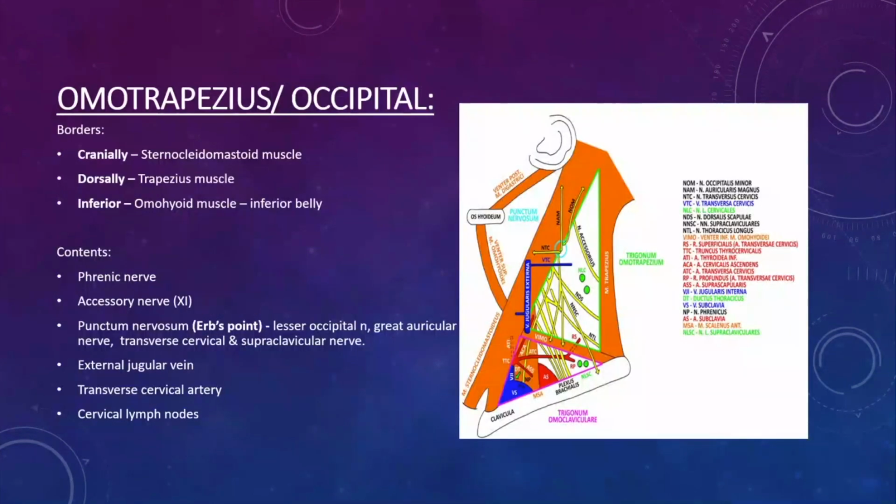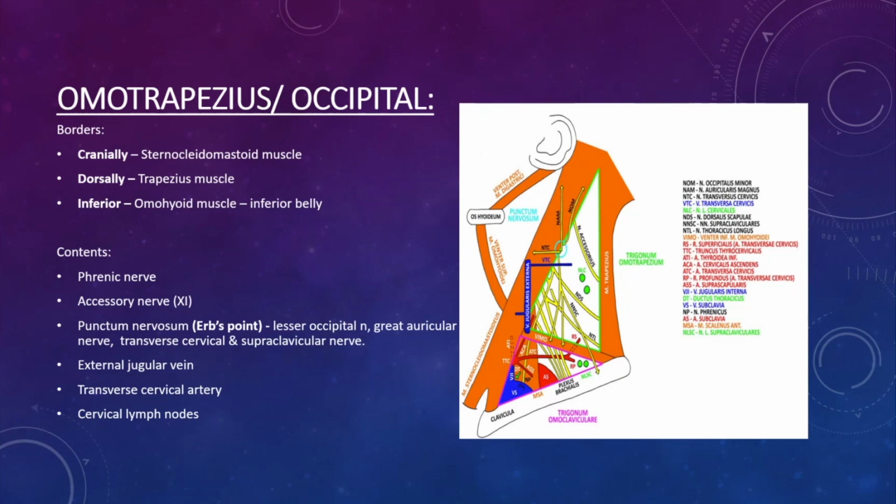So we'll start with the occipital triangle. So the occipital triangle is the triangle in green on the diagram. So cranially, we can see that sternocleidomastoid is the border for this area. Dorsally, you have the trapezius muscle, and inferiorly, you have the inferior belly of the omohyoid muscle.